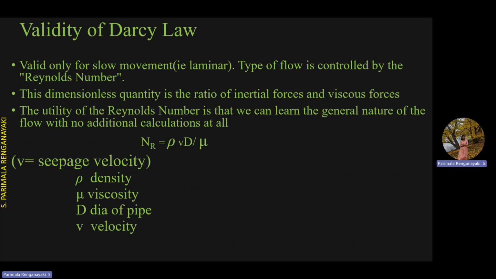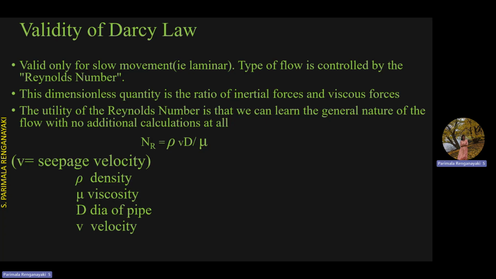Now the groundwater is moving through the fractures. It is below the earth only, but too many fractures are there. Now do we call that a laminar flow or turbulent flow? We call that a turbulent flow. Okay, so that is the use of this Reynolds number.